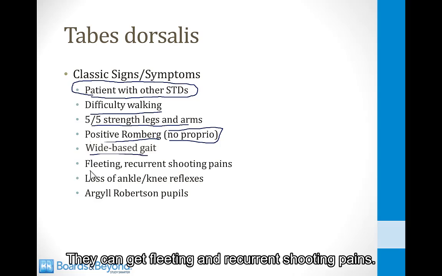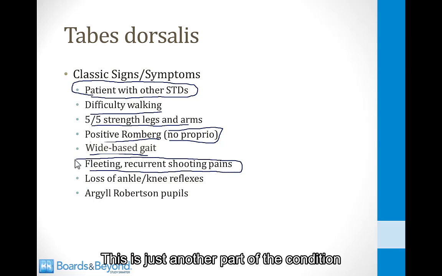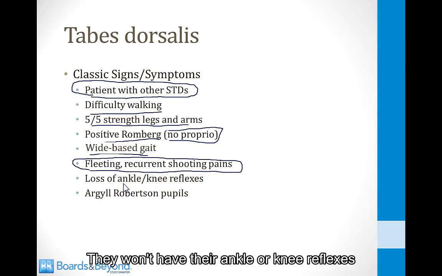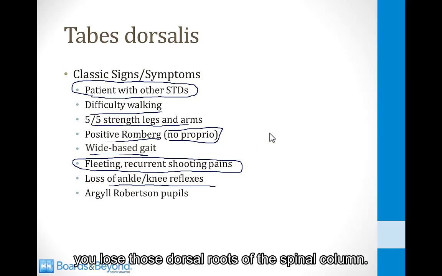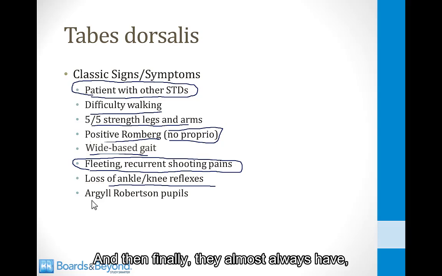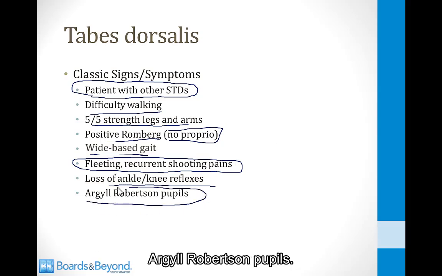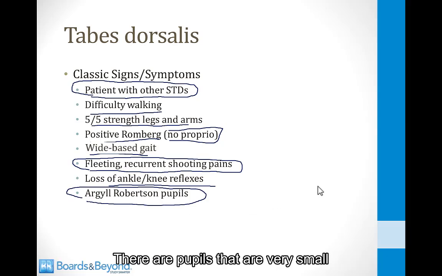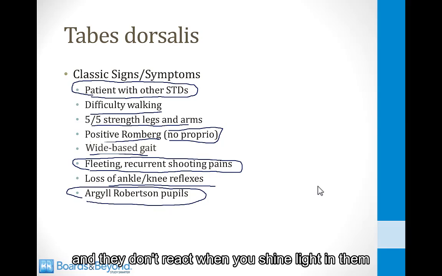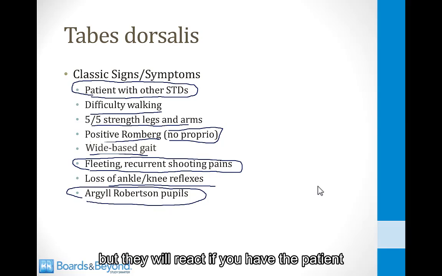They can get fleeting and recurrent shooting pains. This is just another part of the condition that goes along with it. They won't have their ankle or knee reflexes because remember, like I said, you lose those dorsal roots of the spinal column. And then finally, they almost always have Argyll-Robertson pupils. These are pupils that are associated with neurosyphilis. They're pupils that are very small, and they don't react when you shine light in them, but they will react if you have the patient follow your finger in to test accommodation.